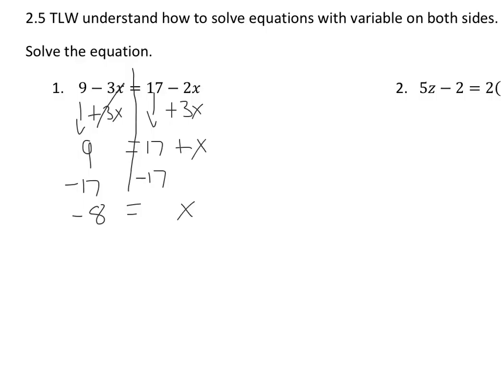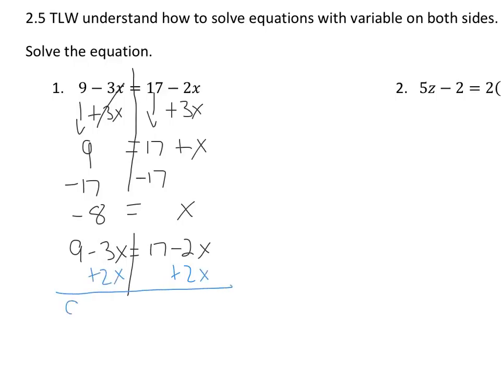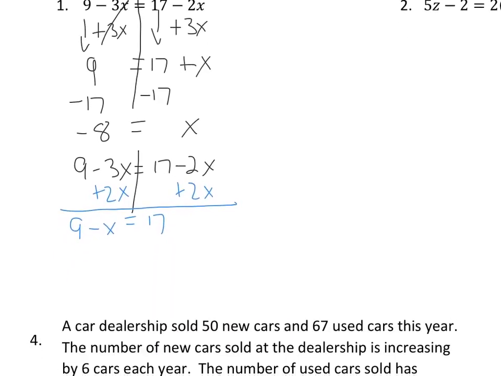And now watch. If I did it the other way, you'd end up with the same thing, but just watch. Add the 2x. You get 9 minus x equals 17. If I subtract the 9, I get negative x equals 8. Divided by the negative 1, you get x equals negative 8. So see how there is that little extra step because we had to divide by the negative? It's okay, but try to focus on always moving the smaller variable first, okay?